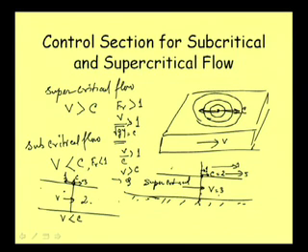And what about the downstream point? In case of subcritical flow, the flow is moving with a velocity V and C is much faster, so the disturbance you are creating moves much ahead of that. So this flow as such will not be affected.